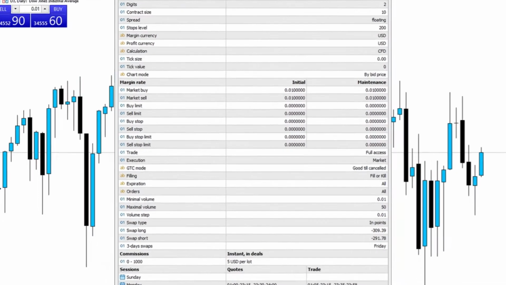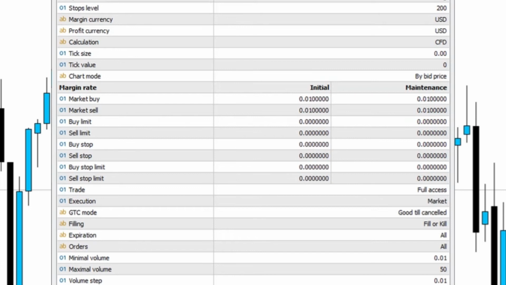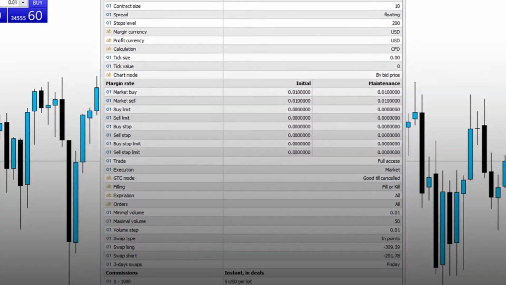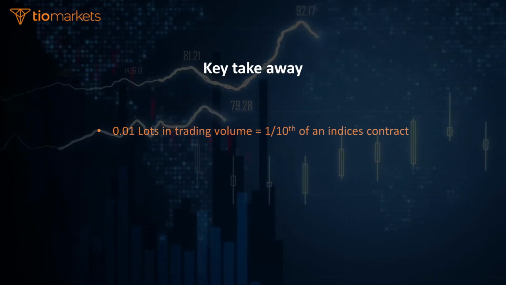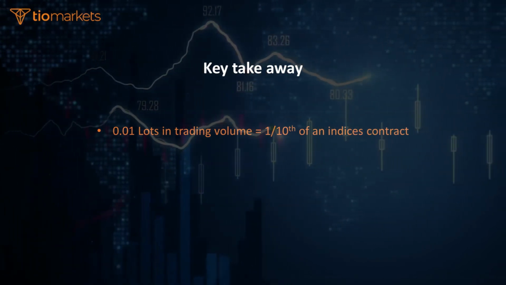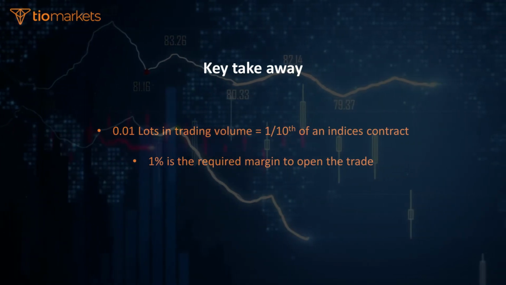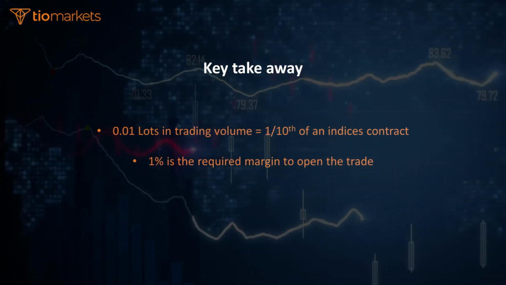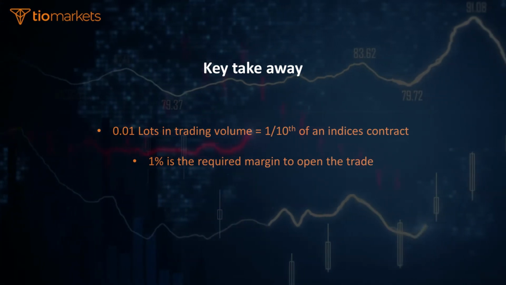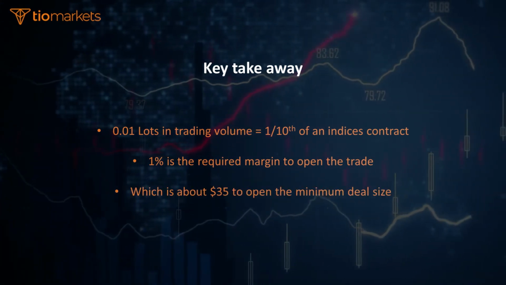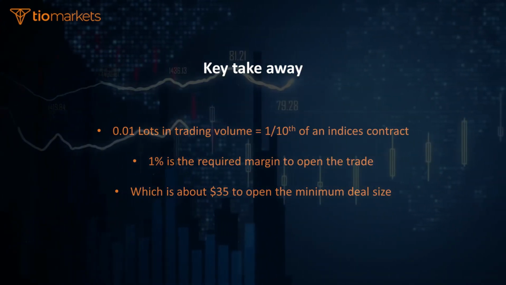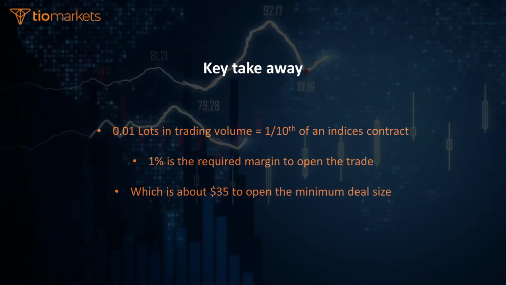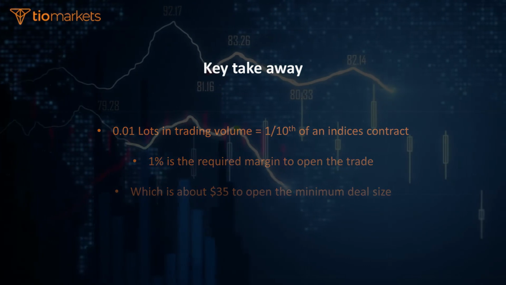The contract specification says the initial maintenance margin required is 0.01, which means 1%. So to open 1/10 of a contract, which is the minimum, you need 1% of its value as margin in your trading account. For the Dow Jones, 1/10 of a contract has a face value of about 3,500 at the current time. 1% of that is about $35, and that is how much you need to open and maintain the minimum position size. I know this might sound complicated if you are new, but I will explain it in simple terms for you to take away.